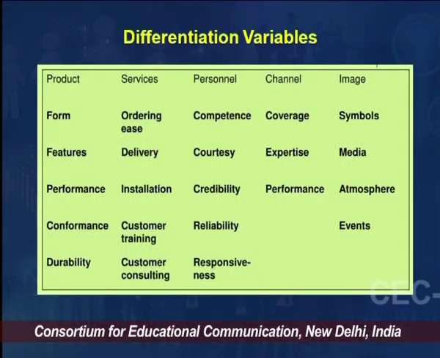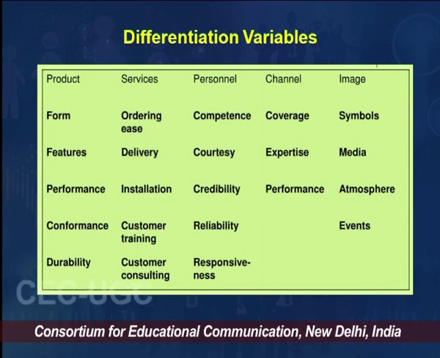So whenever you do positioning, think from the perspective of a customer, not from your own perspective first. Second, you must find an answer to this question: if a customer is asking why should I buy your product, you should have some significant and real answer. There can be a number of differentiating variables. It can be product, services, personnel, channel, or image. Just for your convenience, I have jotted down from a reference book certain parameters and sub parameters of these positioning variables, which you can also call the variables for differentiation of your product.